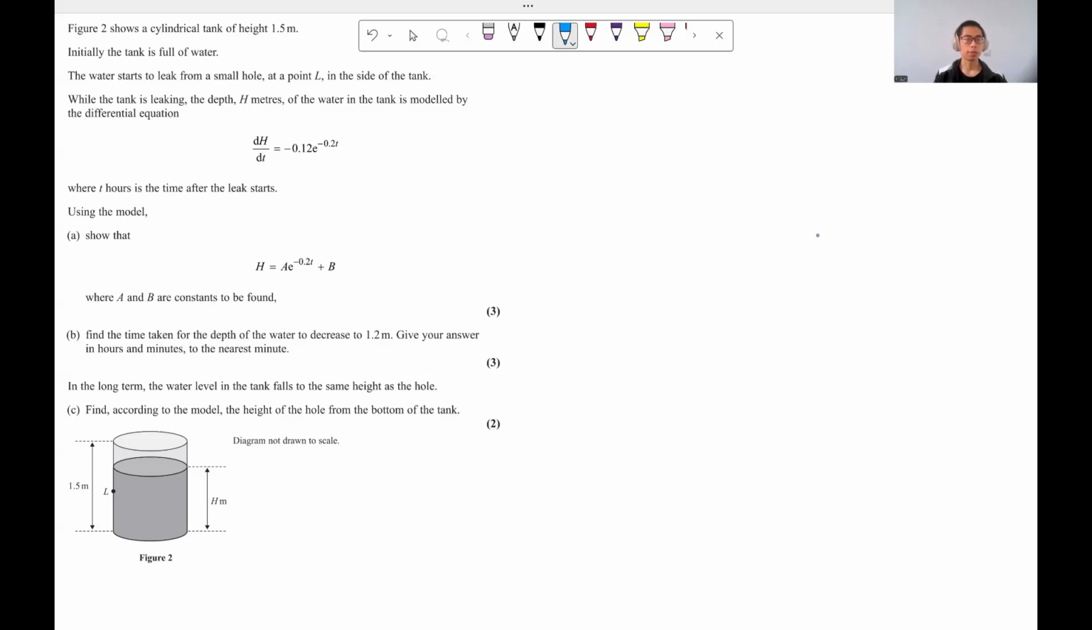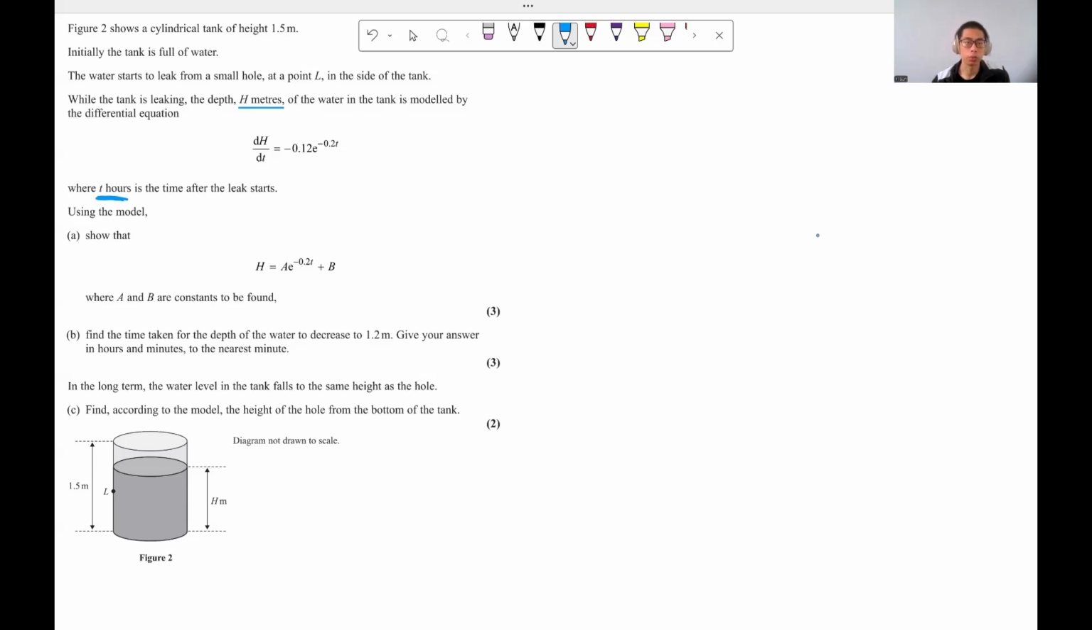While the tank is leaking, the depth h meters of the water in the tank is modeled by the differential equation dh over dt equal to negative 0.12 e to the power negative 0.2t, where t hours is the time after the leak starts. So be careful with all the units. t is in hours and h is in meters. Then using the model, (a) show that h equal to A e to the power negative 0.2t plus B, where A, B are constants to be found.